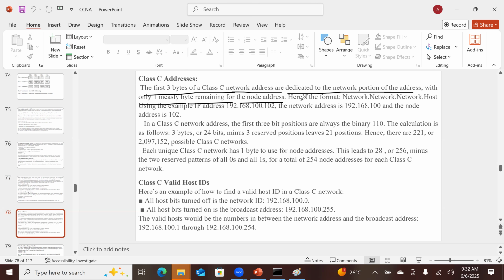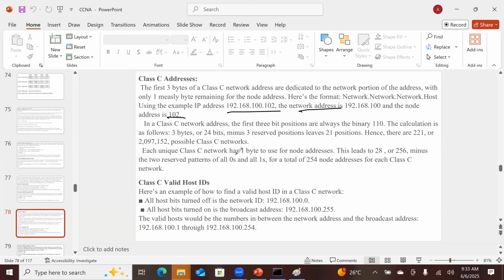255.255.255.0. That means the first three octets belong to the network and the last octet belongs to the host. For example, you can check this IP address 192.168.100.102, wherein 192.168.100.100 belongs to what? Network address, and 102 belongs to the host address.